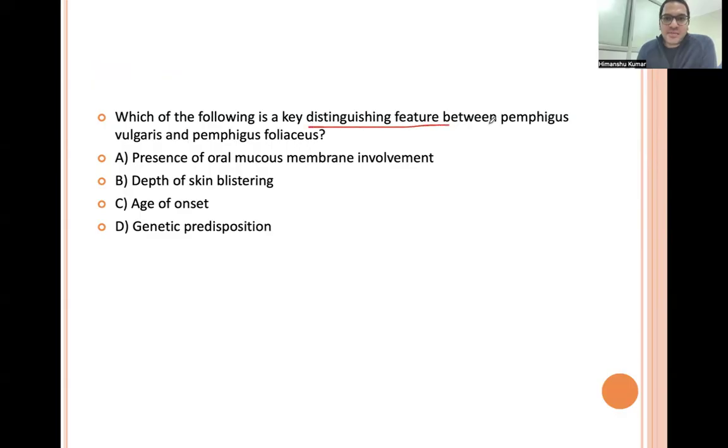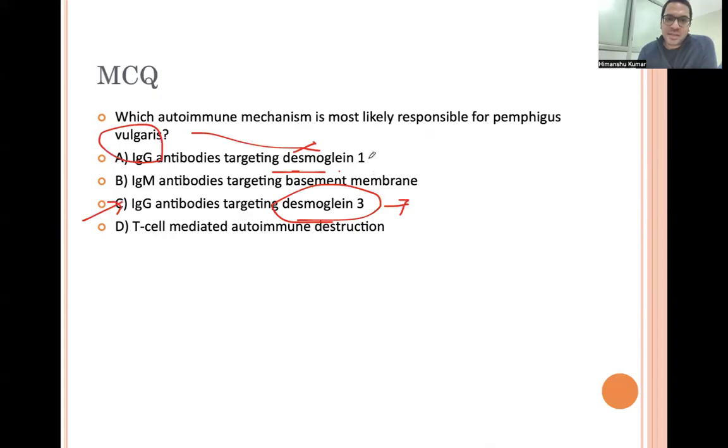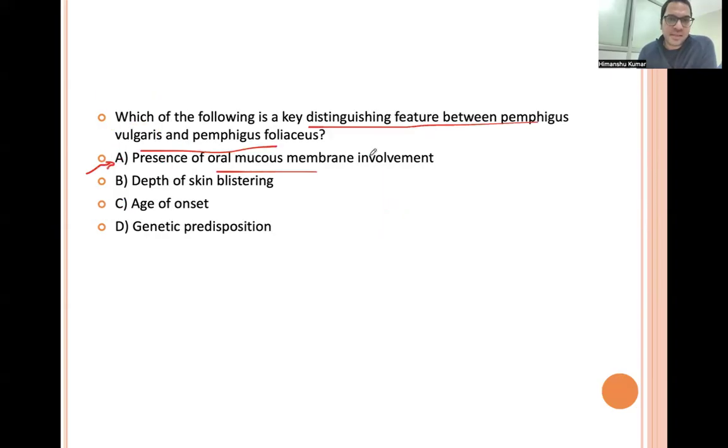Okay, so key distinguishing feature between pemphigus vulgaris and foliaceus. So the answer, of course, is A, because the oral mucosa is not involved in pemphigus foliaceus, but it is involved in vulgaris. Remember 3 for oral mucosa, 1 for skin.